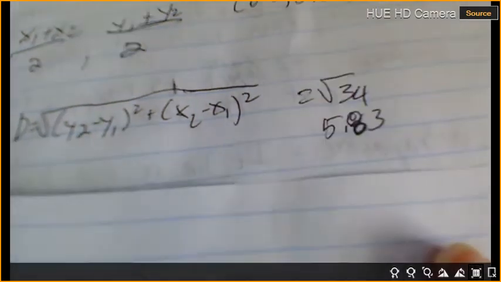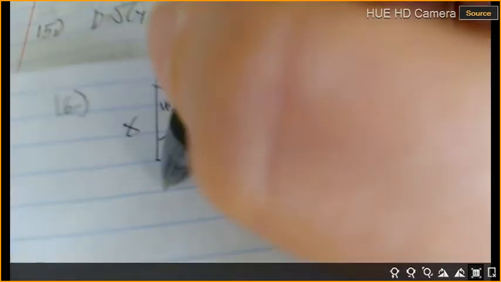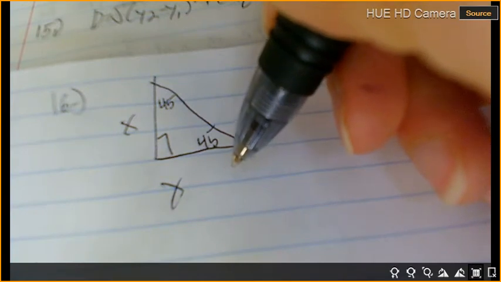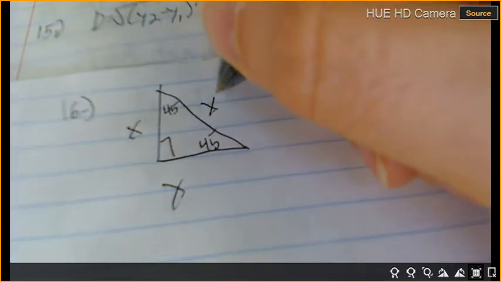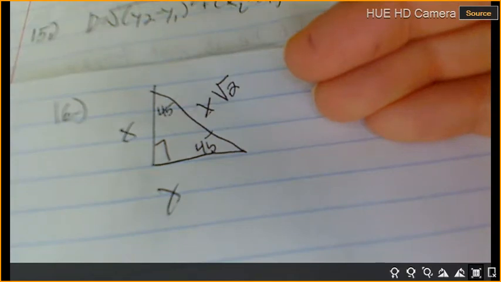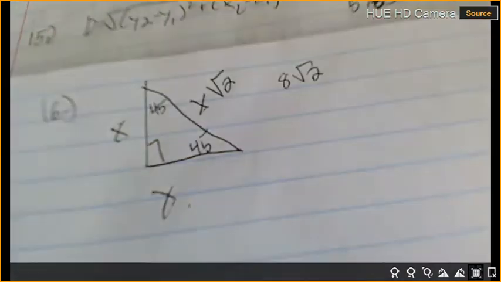Number 16. For number 16, we're talking about a 45, 45, 90 degree triangle, correct? What is special about 45, 45, 90 triangles? The sides are both x, and so the hypotenuse is what? Nope. X square root 2. Okay? So for number 16, it says if both the legs are 8, so both of these x's are 8, what would the hypotenuse be? 8 square root 2.